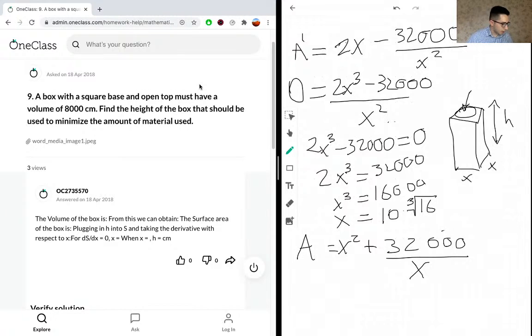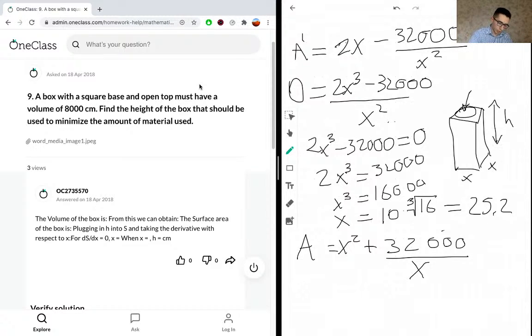So we have the x value here. We can calculate it in our calculator, and we'll find that 10 times the cube root of 16 gives us 25.2. Knowing this, we can substitute this value into the original equation to find the value of the height. Now at x equals 25.2, we have potentially the minimum of the surface area.